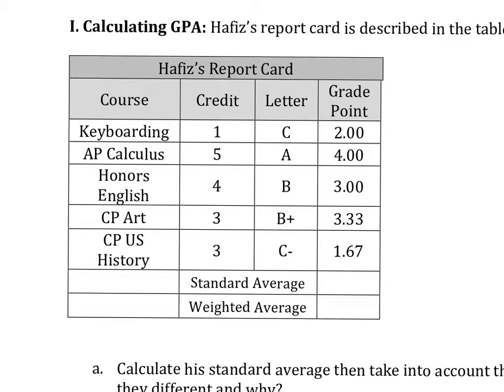Okay, so notice that Hafiz got these grades: a C, A, B, B+, and a C-. And when you put it as a grade point, C is worth exactly 2, A is worth 4, B is 3.0, B+ is 3.33, and C- is 1.67.